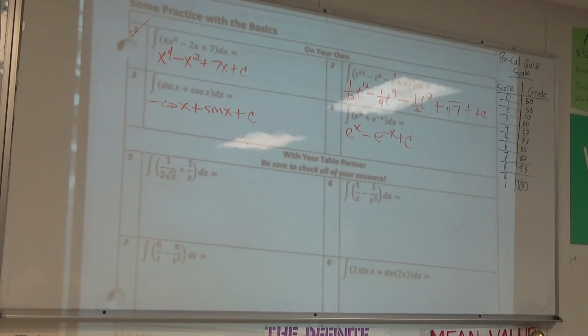Oh, no. Natural log, absolute value of c. That's it. One over x. Oh, yeah. Oh, no. Minus 1 over x. Oh, no, wait. Yeah, 1 over x.